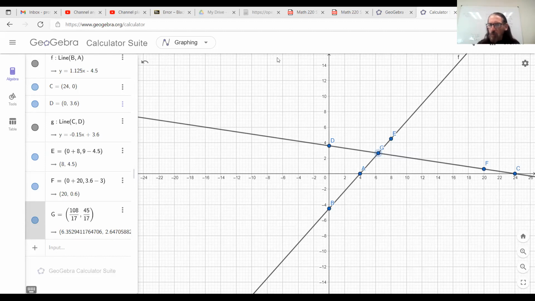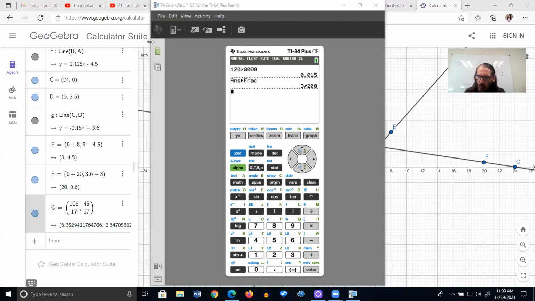I want to show you, if you need mixed numbers instead of improper fractions, what to do. It may be okay to have decimal approximations at the end. It may be okay to round those at the end. But what if we want an exact answer, but we don't want to see it as an improper fraction? All right, so we had an x coordinate of 108 divided by 17.